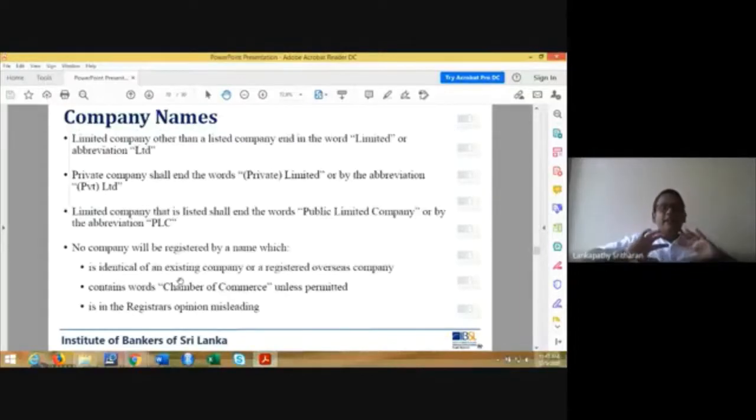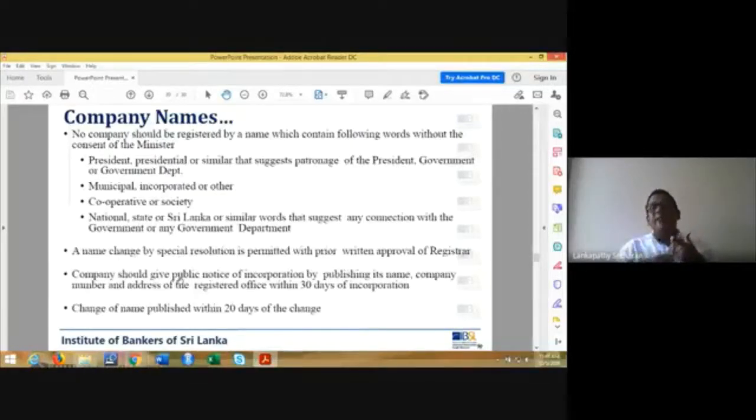So the company name, if we summarize that, if it is a limited company, they should have the word limited. If it is a private company, they should have the words private limited. If it is a listed company, they should have the word PLC. And there are three circumstances where any name of the company will not be accepted to register as a company. And the four circumstances, with the minister's approval, they will allow to register. Only with the minister's consent, they will approve to register as a company name.